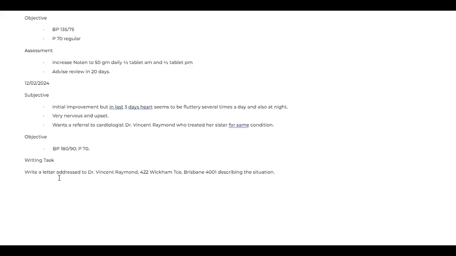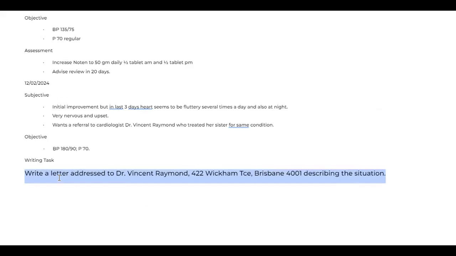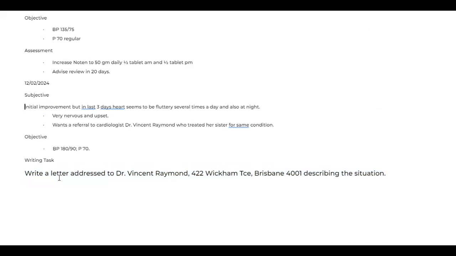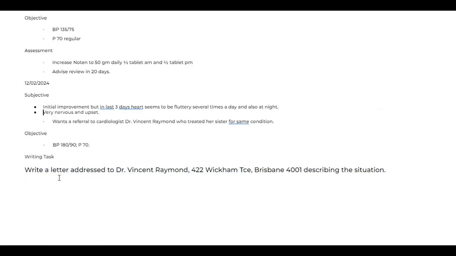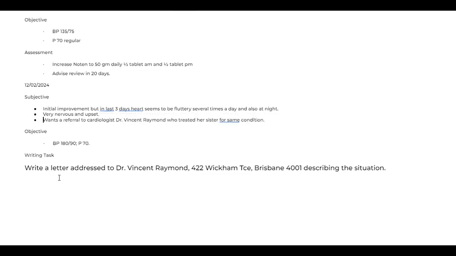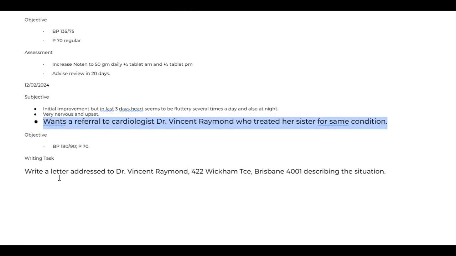Write a letter addressed to Dr. Vincent Raymond, Wickham Terrace, Brisbane, describing the situation. But this is not showing the clarity. There is no clarity here. We need something else. Subjective, initial improvement is there. Very nervous and upset. Wants a referral. We got it. Wants a referral to cardiologist Dr. Vincent Raymond, who treated her sister for the same condition. Okay, look at that part. Who wants? The patient wants a referral to a cardiologist, and the cardiologist's name is also here.